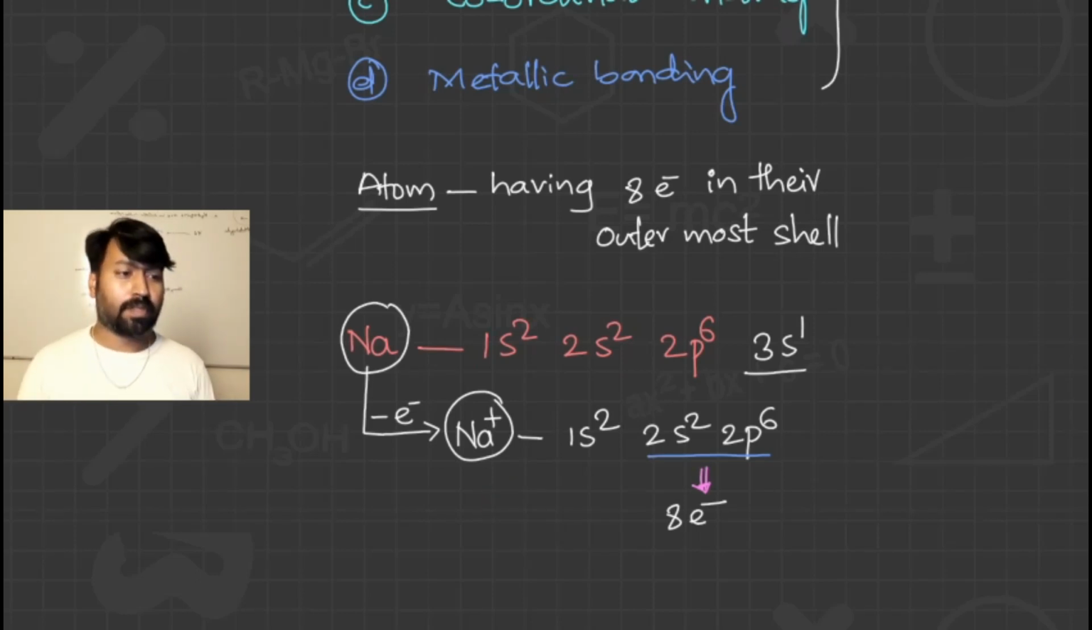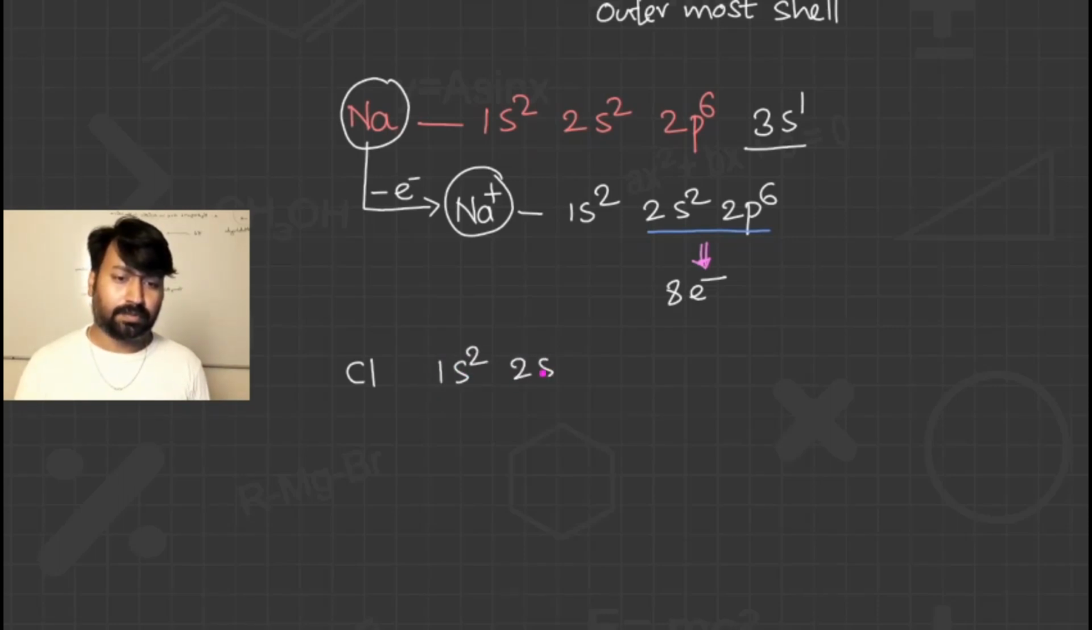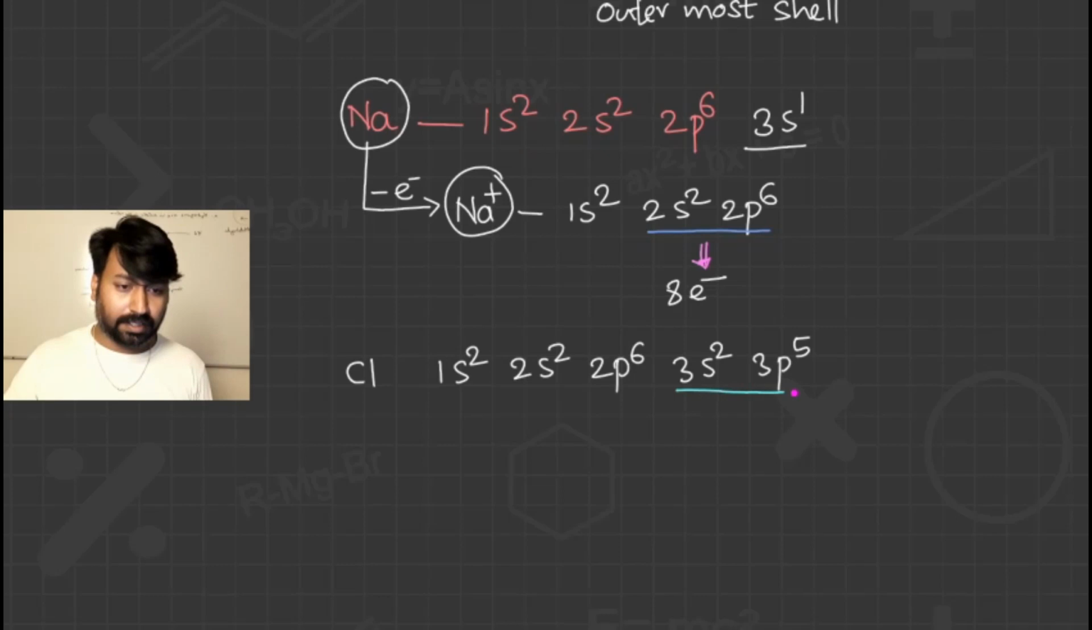Now take an example of Cl minus, the formation of Cl minus. First there is a Cl atom, and the electronic configuration of the chlorine atom is 1s2, 2s2, 2p6. After 2p6 a new shell comes, that is 3s2 and 3p5. This 3s2 and 3p5 is the outermost shell, and you can see that the total number of electrons is 2 plus 5, that is 7 electrons.